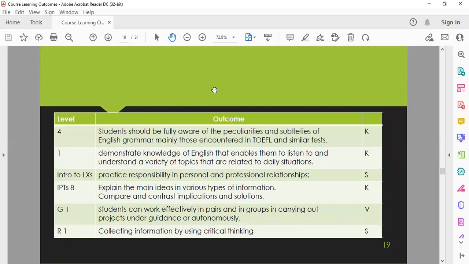Okay, thank you. Then some other examples. And number 4, students should be fully aware of the peculiarities and subtleties of English grammar, mainly those encountered in TOEFL and similar tests. What's wrong with this outcome? I hope that all our colleagues contribute to this discussion.